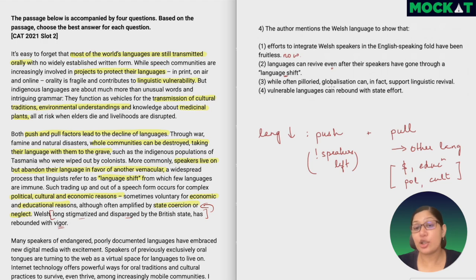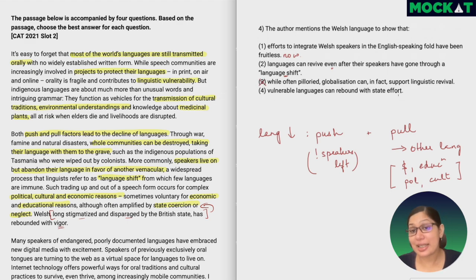While often pilloried, globalization can in fact support linguistic revival. Now the next paragraph is clearly not about Welsh, it is going in a different direction. So there's nothing about globalization that we have as of now. This was in fact an example for state coercion or neglect. And Welsh is in Wales, which is part of Great Britain or UK, I guess. So globalization doesn't seem to be in context here. Of course, you've obviously solved the RC, so you know that globalization comes later on, but in this case, it is not relevant. So option 3, we can immediately eliminate.